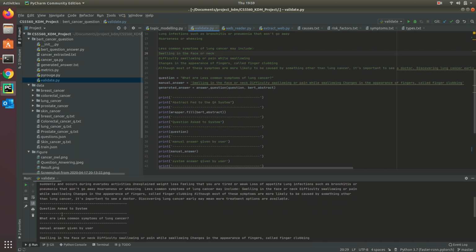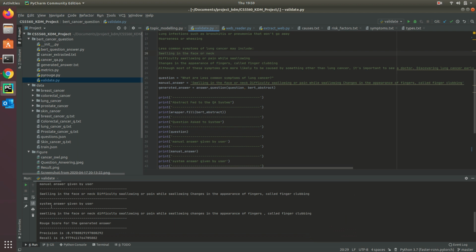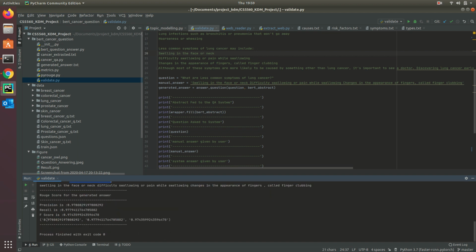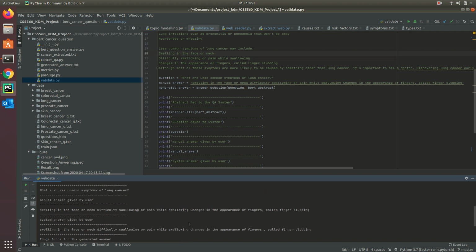For this abstract that we have given, the manual answer we have chosen is swelling in the face, and the system has almost done the same level of matching. The ROUGE score would be about 97%, with about 97% precision, recall of about 97%, and F score of about 97%. So this is a decent level of extraction, and given that Bert is a state-of-the-art model at this point in time. Now that we also understood the metrics and the confidence of the type of extraction the model is doing, we would want to go ahead and understand the type of data that we could use for question answering.